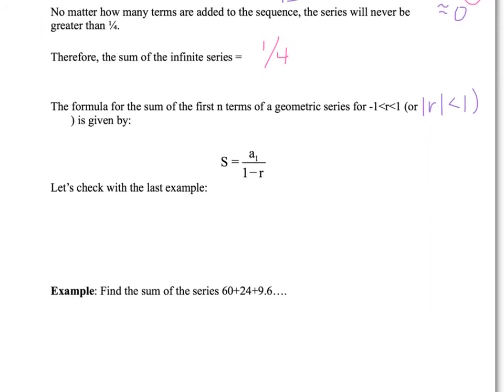So we can have a general formula for the sum of the first n terms of a geometric series where the common ratio is between -1 and 1, or that can be read as the absolute value of the ratio is less than 1. All this means is r is a fraction. It's less than 1. It can be positive or negative, but it has to be within the boundaries of 1 and -1. So we have this formula: the sum of an infinite series can be given by the first term over 1 minus r.